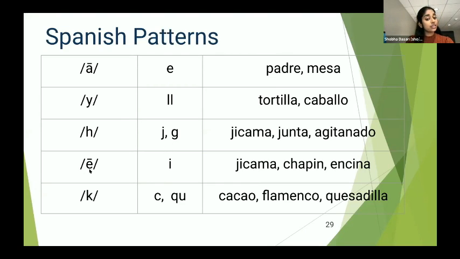If you have the E sound in Spanish, that's spelled with an I. So jicama, chapin, and then encina. So if you get the E sound in Spanish, spell that with an I.